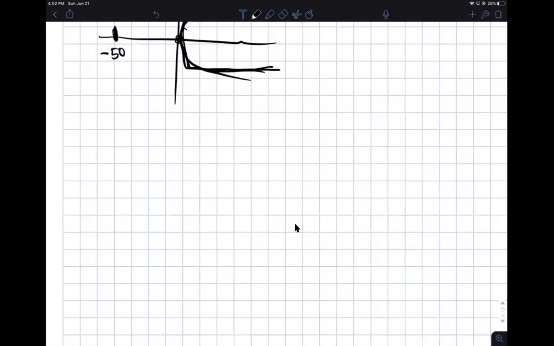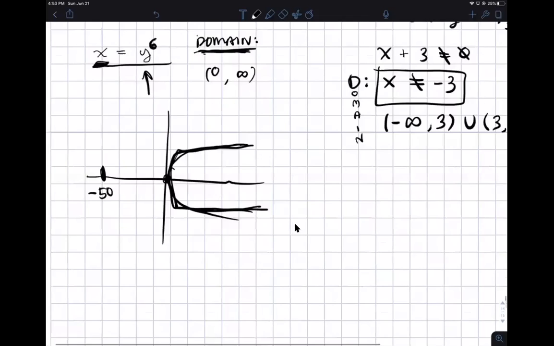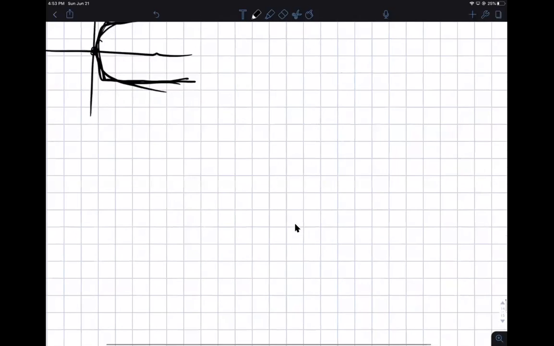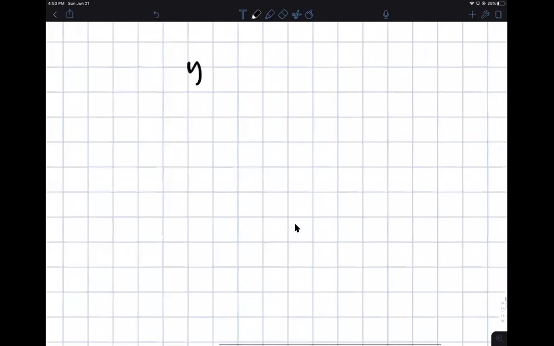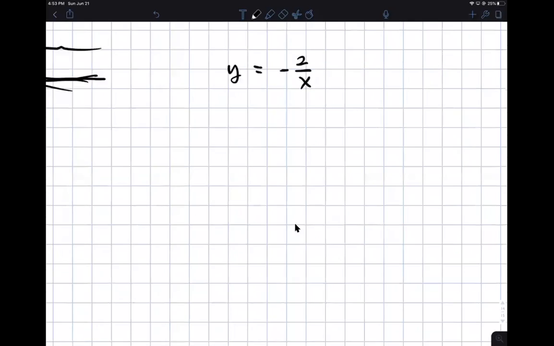Yeah, I sort of have a question. I'm a bit confused, or actually, I'm just confused on question 30. It's y equals -2 over x. And I don't know what to do from here.